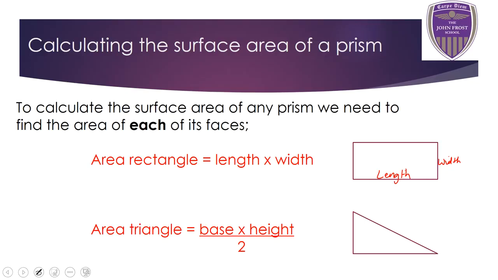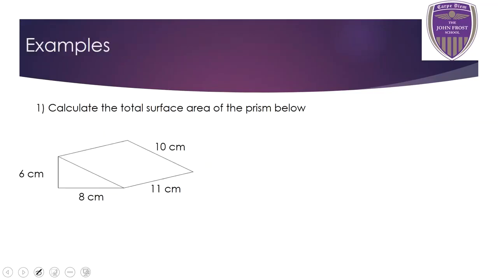And a triangle is labeled as base and height. So in order to work out the area of a triangle, it's base times height, but divided by 2. And that's because, if you remember back, a triangle is half of a rectangle. So it's really important: base times height divided by 2 to find the area of a triangle.